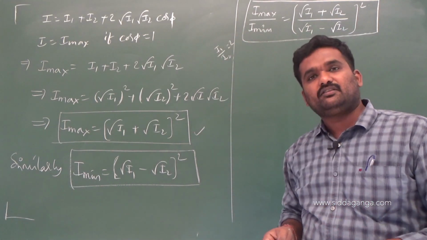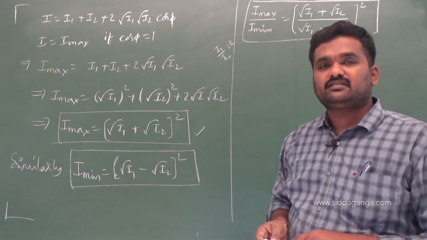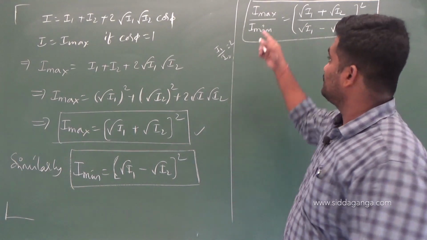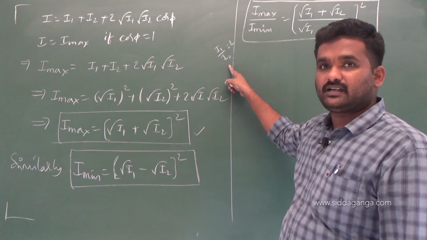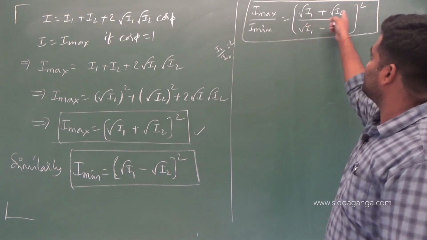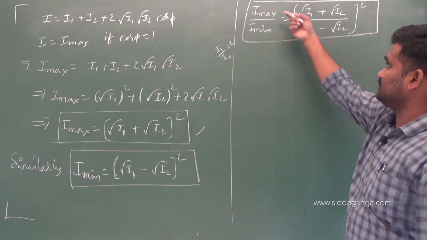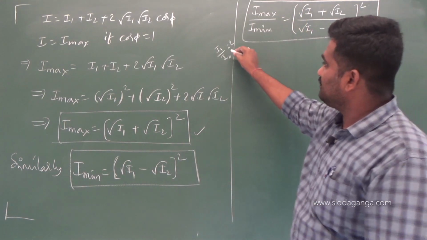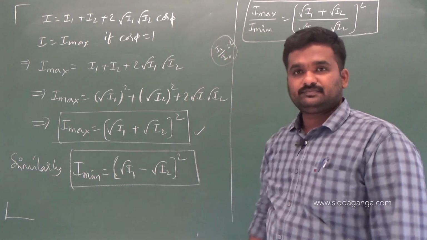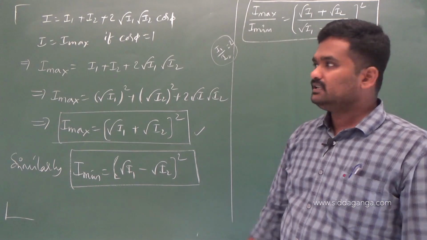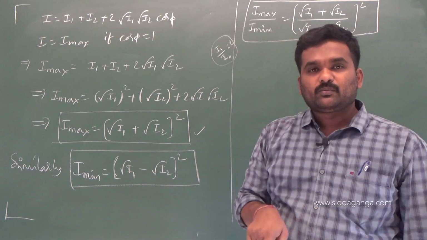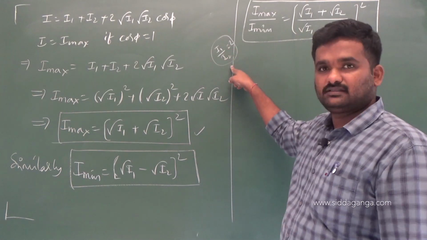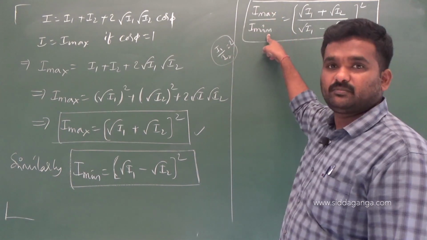Then they will ask, what is the ratio of maximum to minimum intensity of the two superposing waves, I maximum by I minimum. They have not given I1 and I2 separately. If I1 and I2 were given separately, I could substitute their values here and get the value. But what they have given is some value of I1 by I2, the ratio of the two superposing waves. Then how do we find I maximum by I minimum?